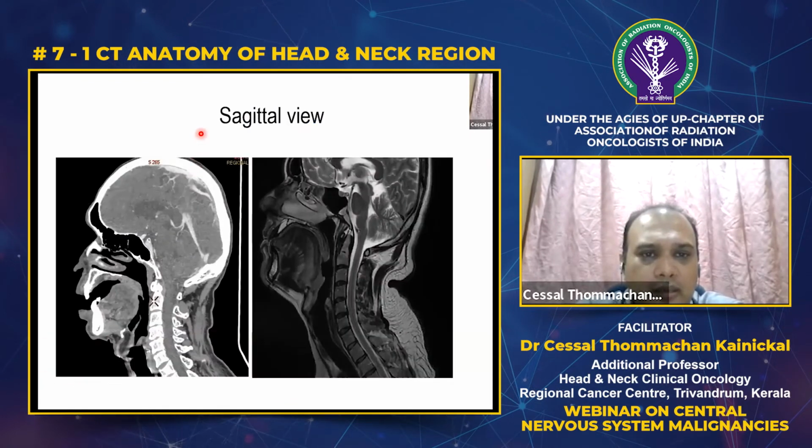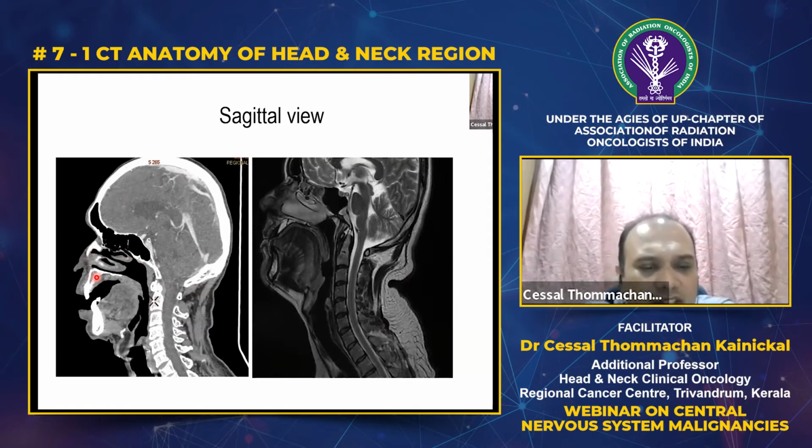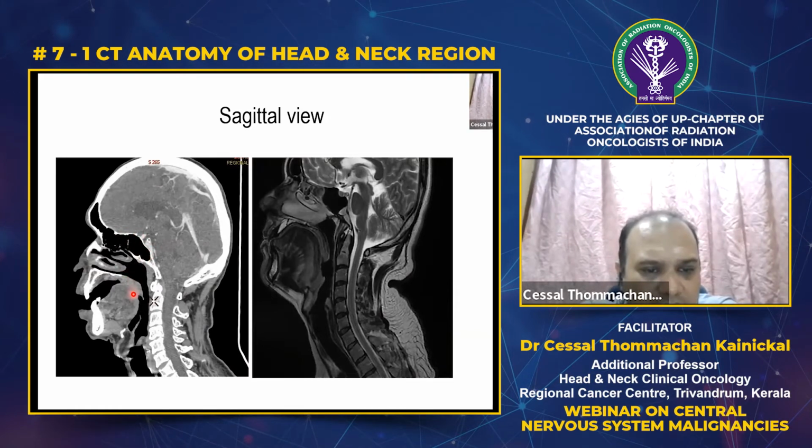Then this is a sagittal view. In the sagittal view, you can see this is the base of skull. This is the sphenoid sinus. This is the soft palate. You have the base of the tongue. You have the vallecula here. This is the lingual surface of the epiglottis.